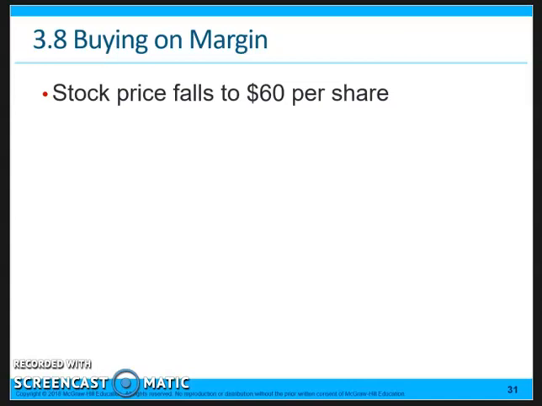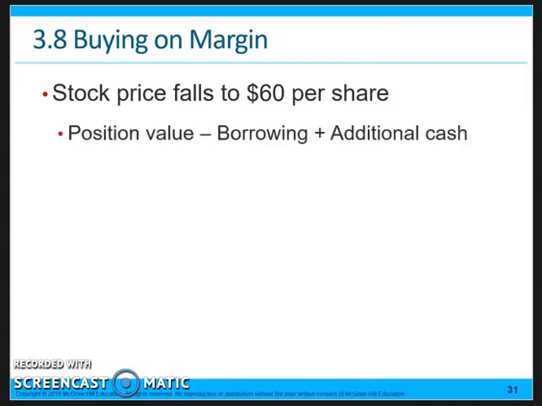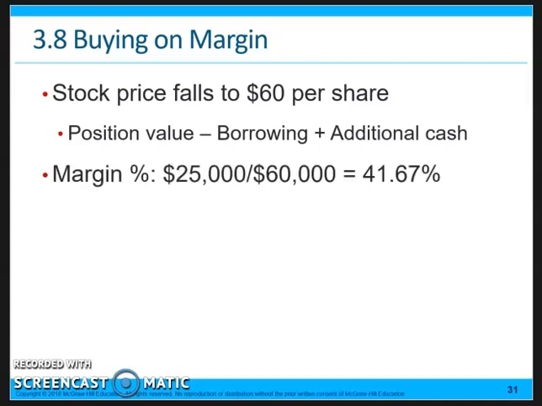So if the stock price falls to $50 per share, the position value minus borrowing plus additional cash, or your equity, is going to look like this. Your margin is going to fall to 41.67%. So you'll be very close to a margin call.